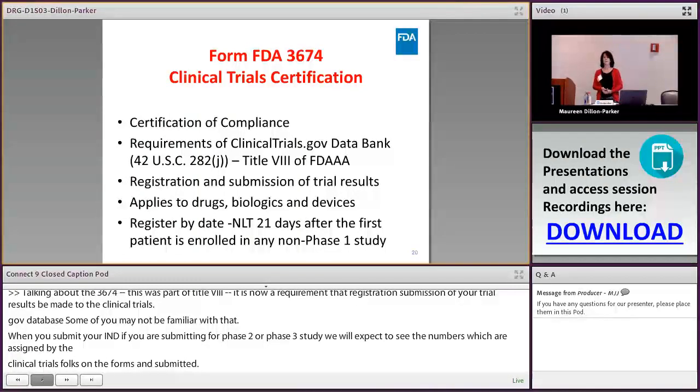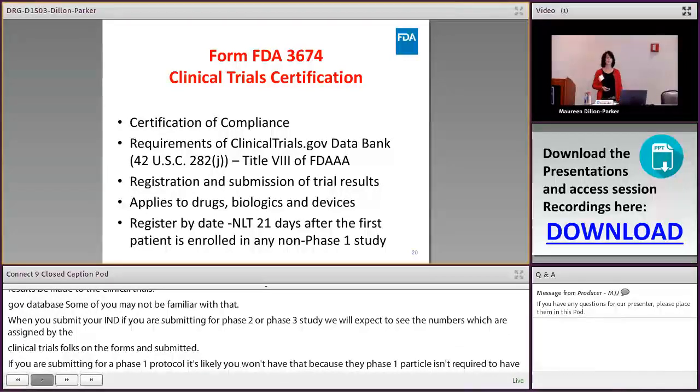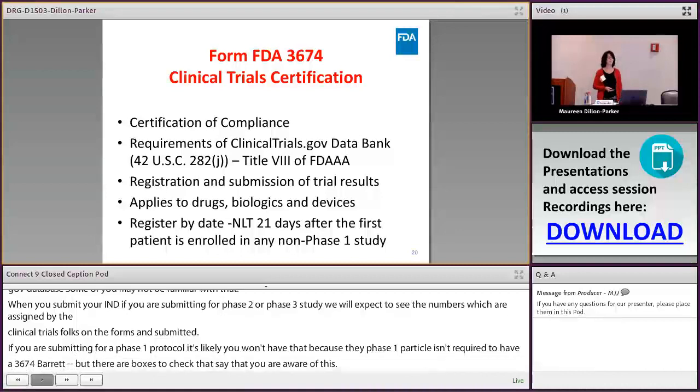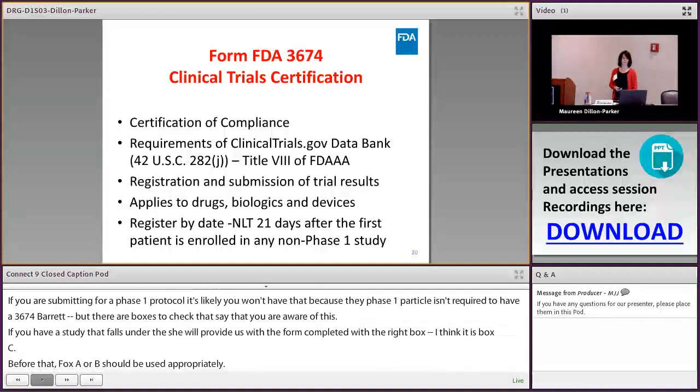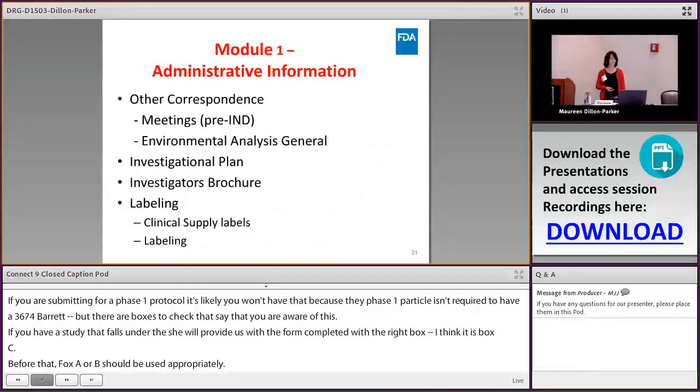However, there are boxes on the form that say you are aware of this regulatory requirement, and that when you have a study that falls under that, you'll be providing us with the form completed with the right box. I think it's box C. But before that, box A or B should be used appropriately. And then if it doesn't come in and there's no notation for it, when we send you your acknowledgement letter, we'll remind you of your requirement to comply with this certification.